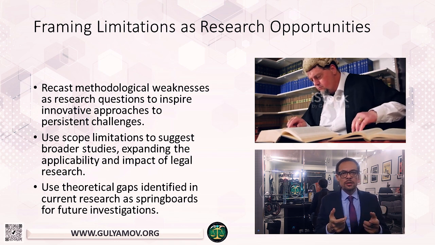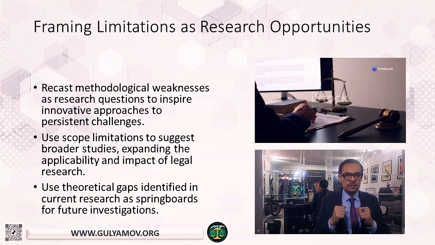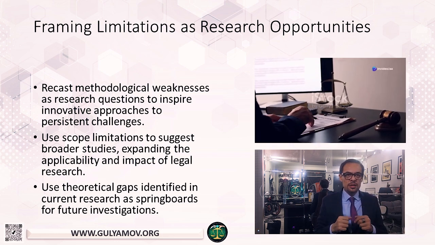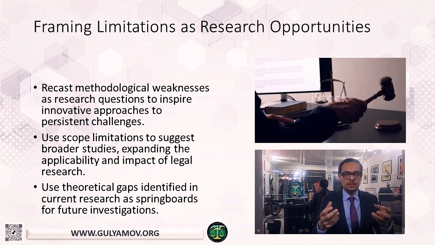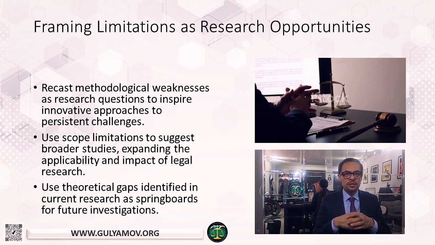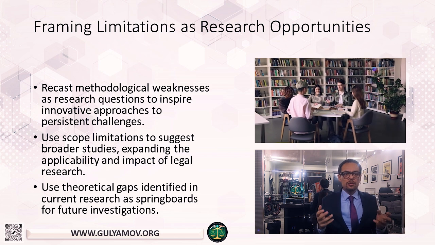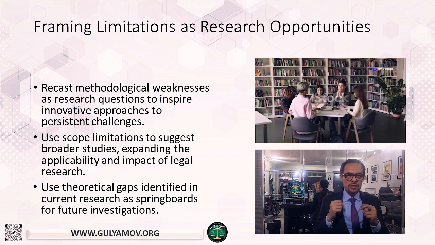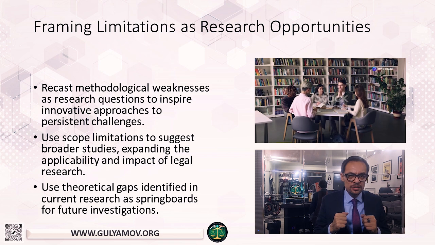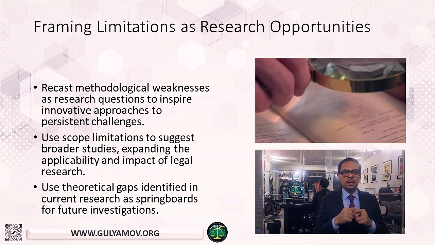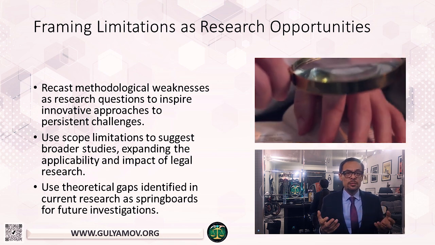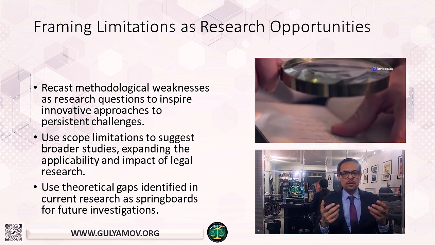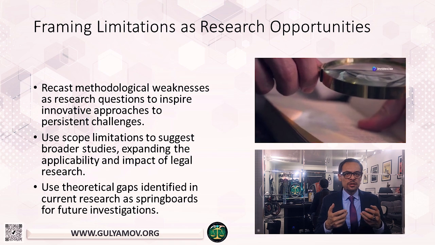Use scope limitations to suggest broader studies, expanding the applicability and impact of legal research. Propose: while our study focused on environmental regulations in manufacturing, future research should examine how these principles apply across diverse industries, including emerging technologies and service-based businesses. Use theoretical gaps identified in current research as springboards for future investigations. For example, our findings reveal the inadequacy of current theoretical models in explaining judicial behavior in cases involving emerging technologies. Future research should aim to develop more nuanced theories accounting for the interplay between technological complexity and legal decision-making.